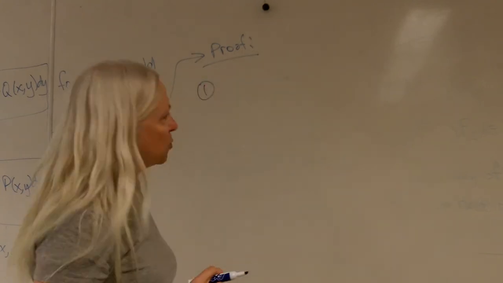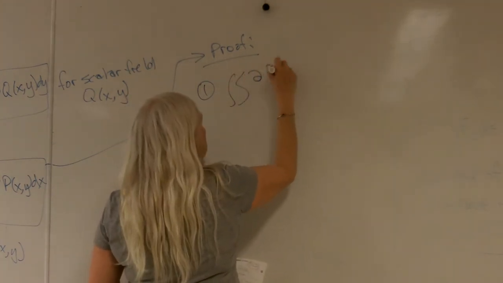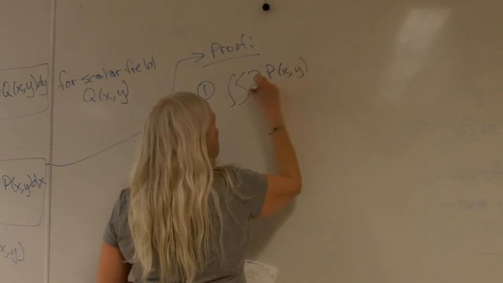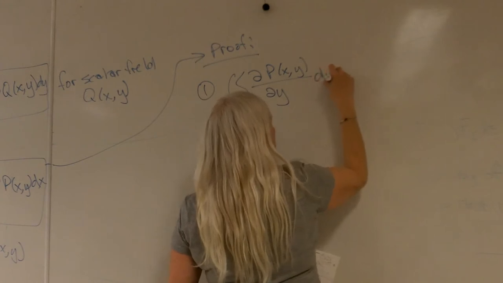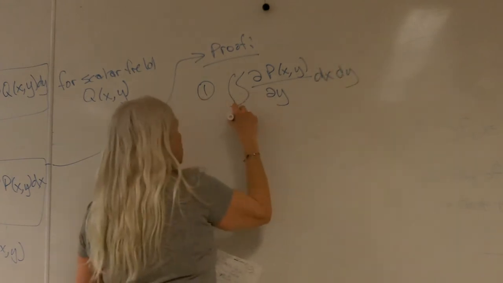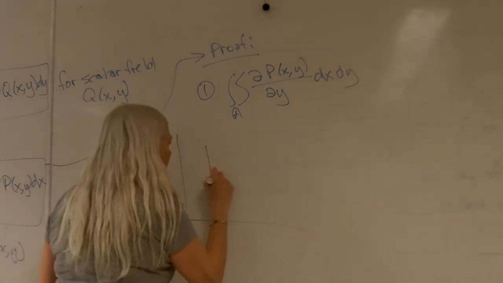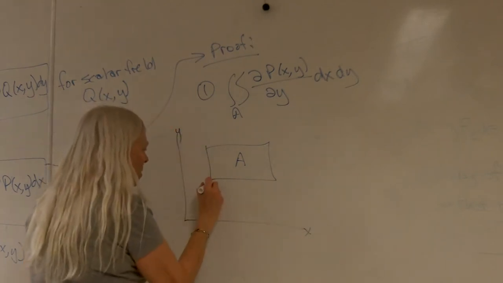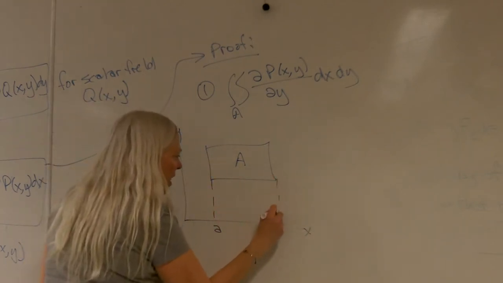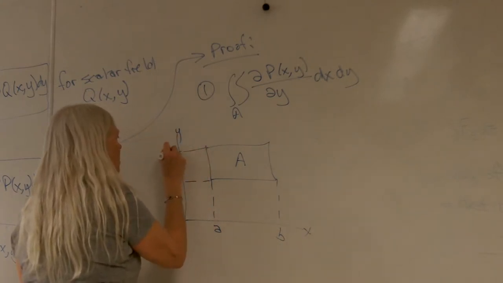Let's again evaluate expression 1 and expression 2. So expression 1 will be a derivative of p with respect to y, and we'll integrate over both x and y so as to cover this rectangle A. Again, A is the same rectangle in the xy plane with sides at x equals a, x equals b, y equals c, and y equals d.